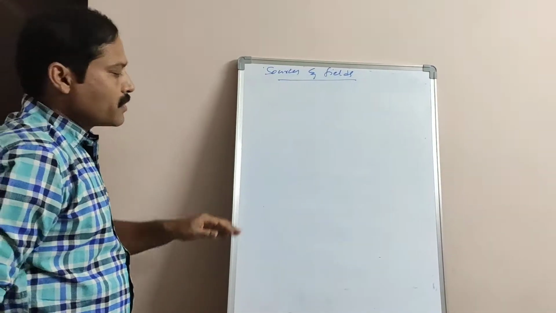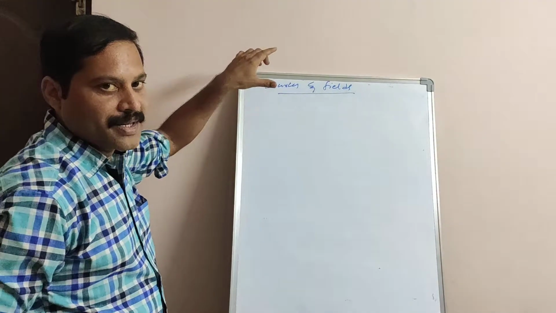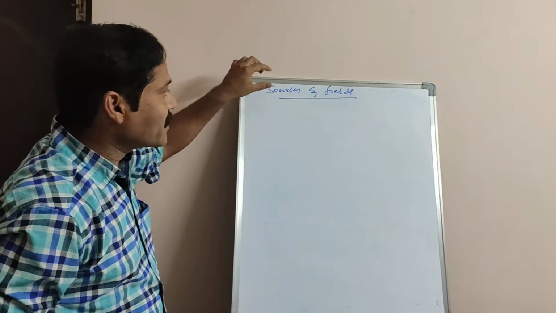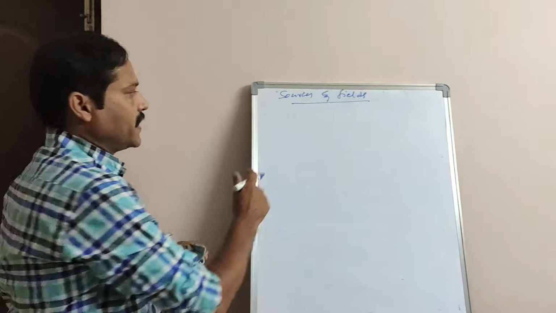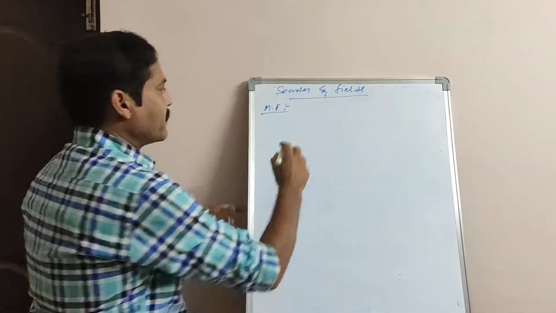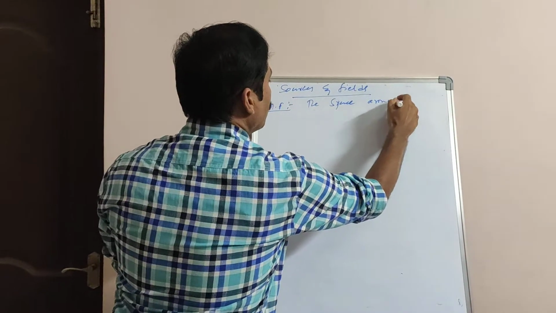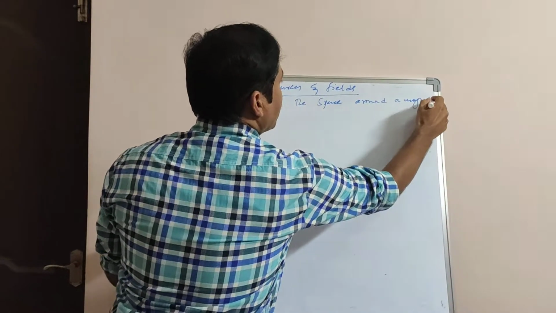So fields are nothing but magnetic fields produced, and sources are nothing but current carrying conductors. So sources are the current carrying conductors which produce these magnetic fields. So fields means magnetic field. So how can we define this magnetic field? Magnetic field is nothing but the space around a magnetic pole.